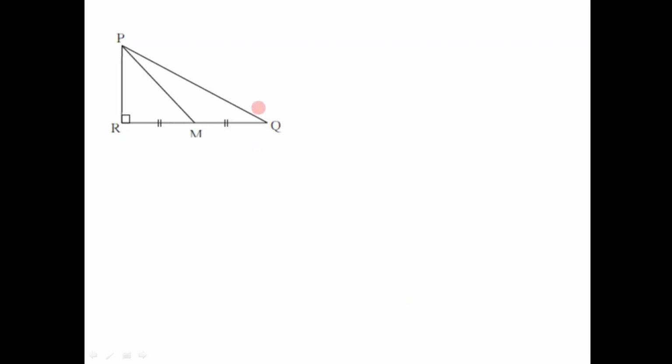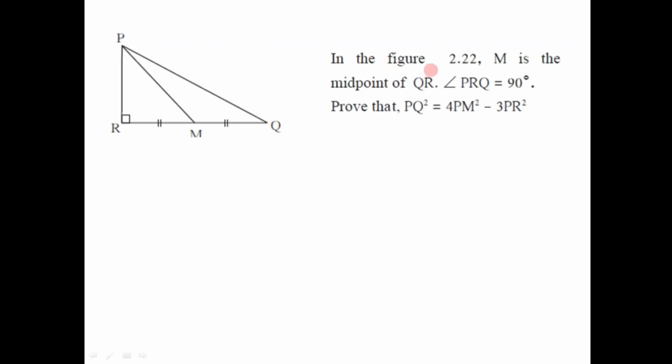Next question is again based on this diagram. Question is, for this diagram, M is the midpoint of side QR. Measure of angle PRQ is 90 degrees, and from that we have to prove that PQ square is equal to 4PM square minus 3PR square.